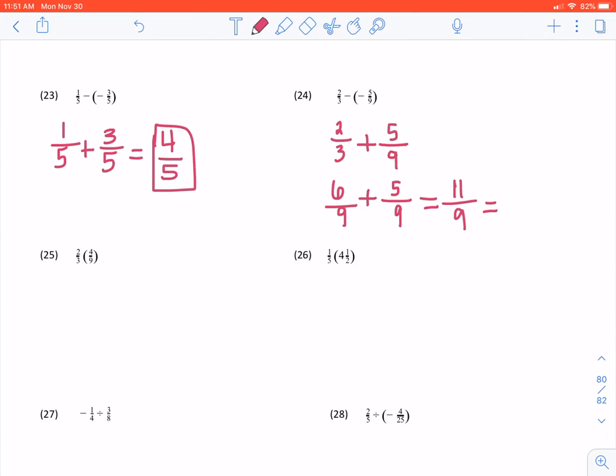And we can change this into a mixed number. 9 goes into 11, not twice, once. There are 2 left over out of 9.